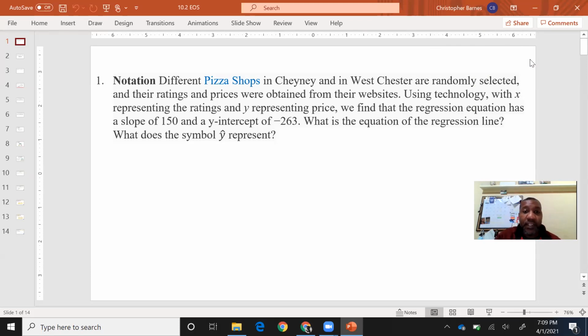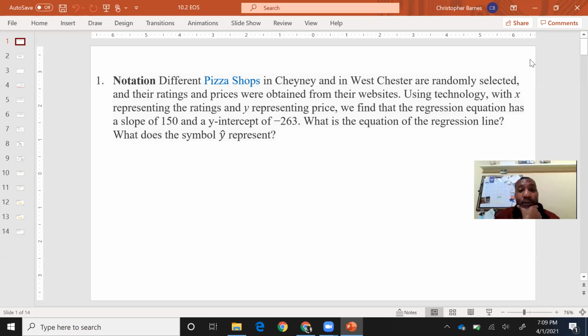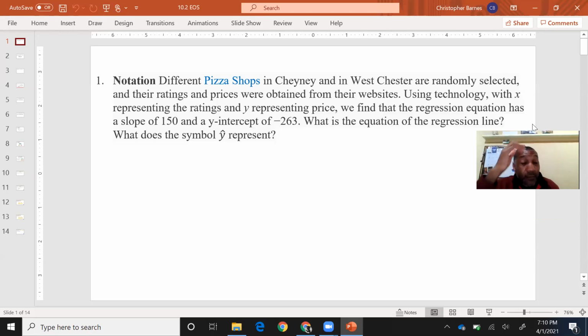of 150 and a y-intercept of negative 263. What is the equation of the regression line, right? And then the other is, what does y hat represent?